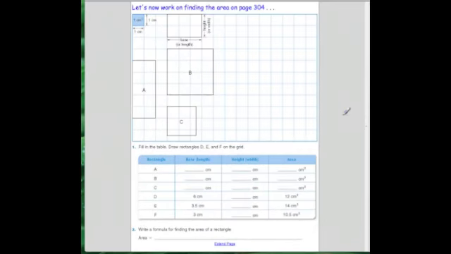Now let's work on finding the area on page 304. Number 1 says to fill in the table and draw the rectangles D, E, and F on the grid. I'll do 2 examples with you here. First, let's start with A. So we come up and we look for our A box here, and it wants the base length. So the base is going to be this bottom portion right through here. And so our base length is 1, 2, because there are 2 squares, so base length is 2. And we also write it down here.